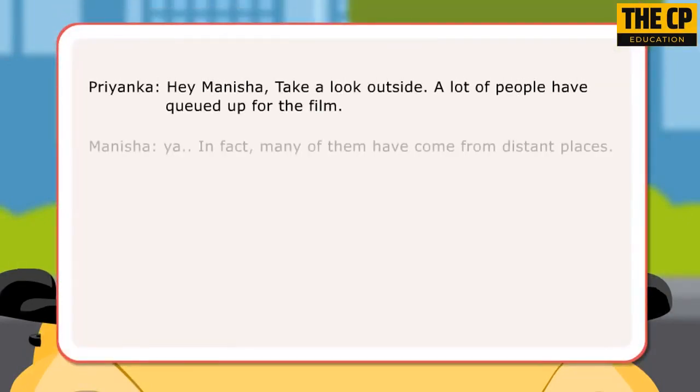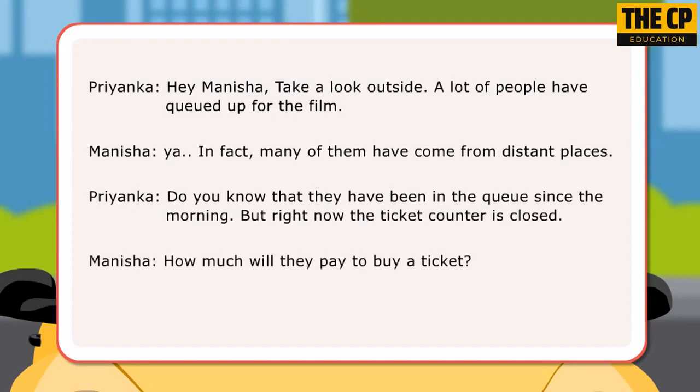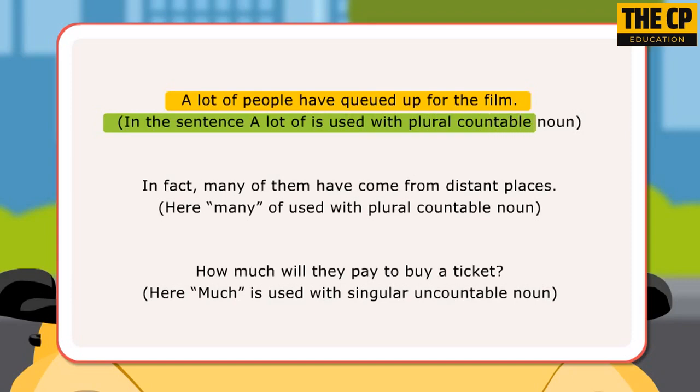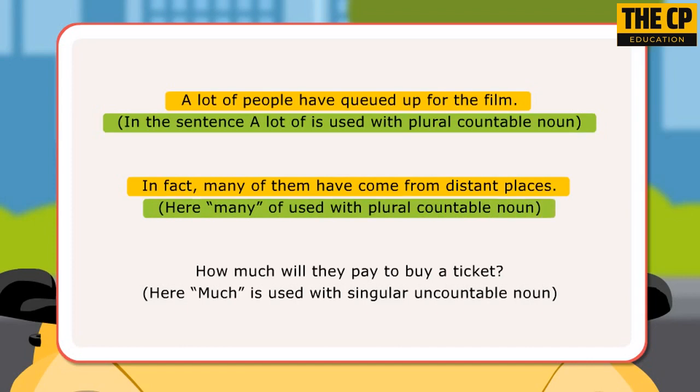In the conversation, we come across many quantifiers to talk about quantity, amount, and degree. Here are some example sentences. A lot of people have queued up for the film. In the sentence, a lot of is used with a plural countable noun. In fact, many of them have come from distant places. Here, many of is used with a plural countable noun. How much will they pay to buy a ticket? Here, much is used with a singular uncountable noun.